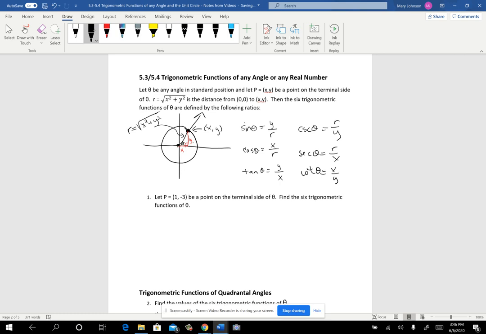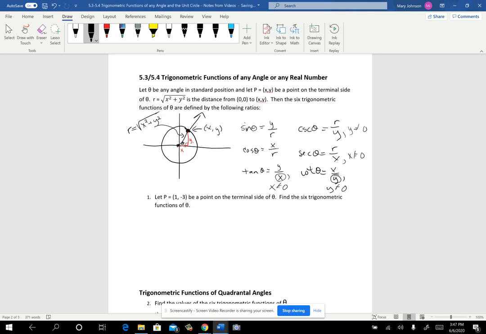Now, tangent and cotangent have variables in the denominator that could sometimes be zero. So there's usually an extra little statement on those reminding you that you can't divide by zero, okay? And that would also be true here, right? On this one, you can't have y being zero. This one, you can't have x being zero. So there's usually that extra little statement. But on sine and cosine, r is the radius of the circle or the distance between the origin and the point on the circle. So it's always going to be positive.